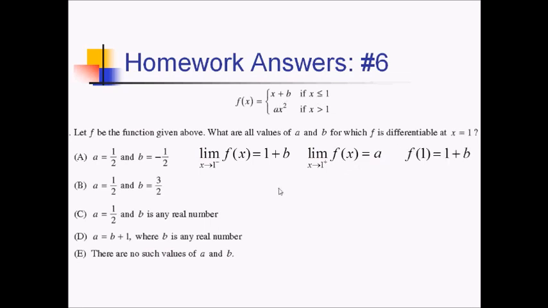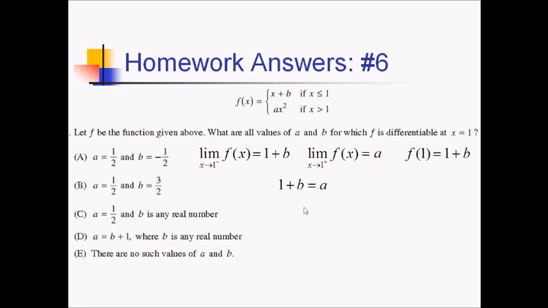So since all three of these things have to match up, these things, at their very least, have to match up for the limit to exist. That means that 1 plus b must equal a. Not enough to solve for a or b yet, but we're going to get another equation that will hopefully help us turn this into something useful.